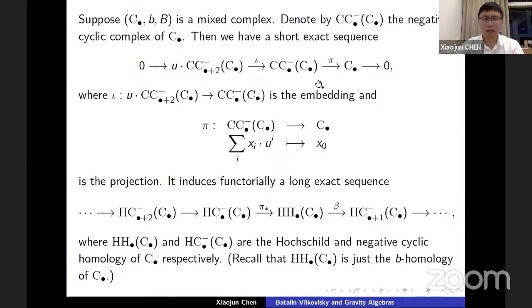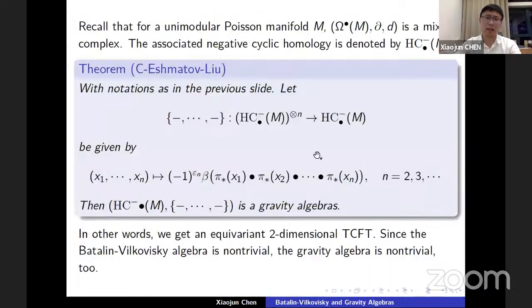This is a short exact sequence, where i is given by this embedding, because it's embedded into this space, and pi is a projection. Then it gives a long exact sequence from this short exact sequence, relating the negative cyclic homology and Hochschild homology. Here, Hochschild homology is the b homology of this complex C. So it comes from cyclic homology theory. Then we have the following result.